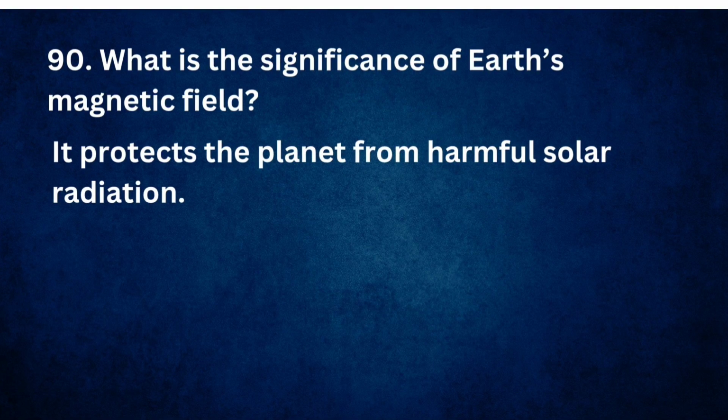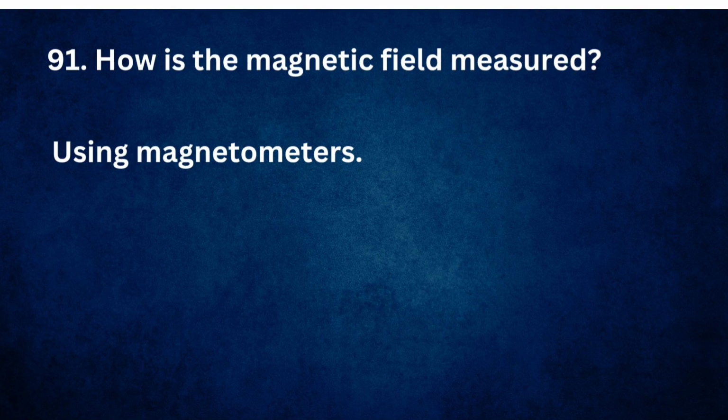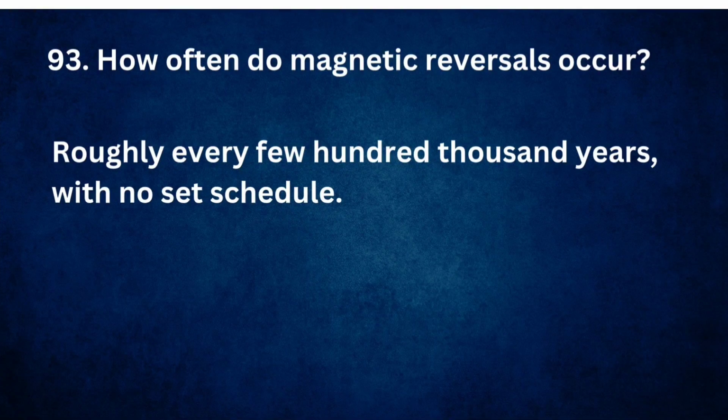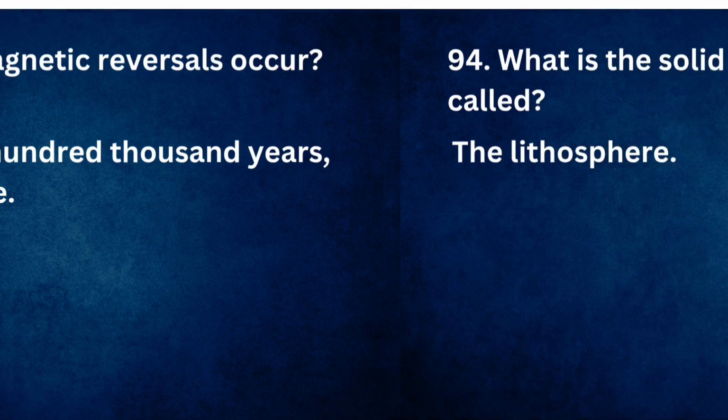What is the significance of Earth's magnetic field? It protects the planet from harmful solar radiation. How is the magnetic field measured? Using magnetometers. What is magnetic reversal? When Earth's magnetic poles switch places. How often do magnetic reversals occur? Roughly every few 100,000 years with no set schedule.